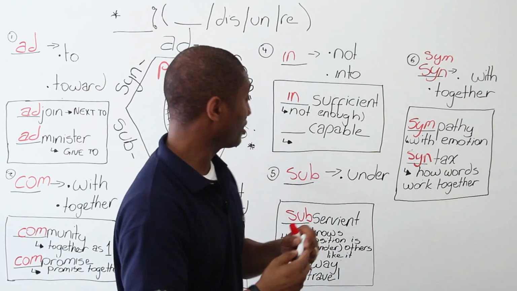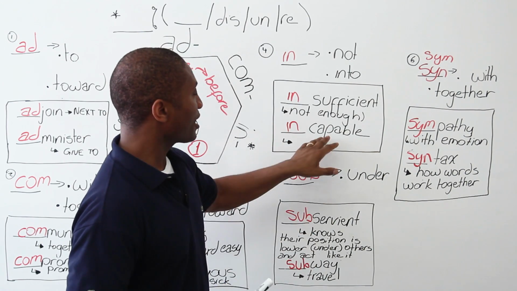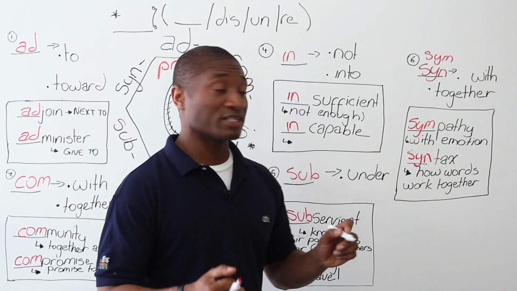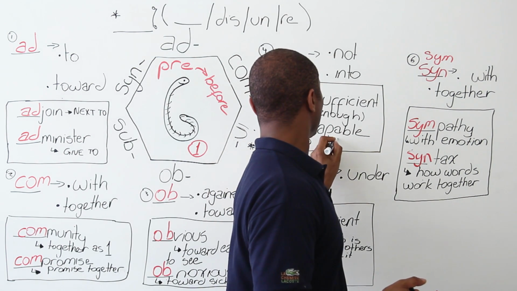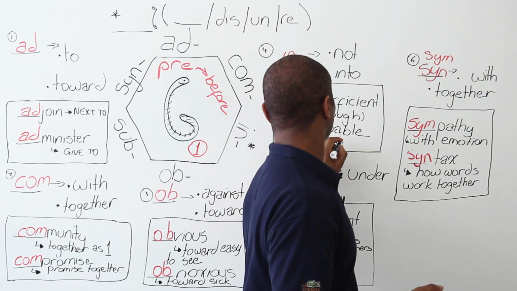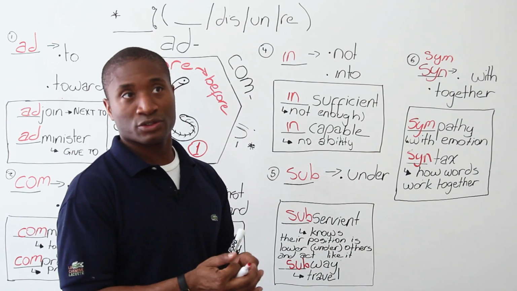I'm running out. I have to hurry. And the last one is incapable. Capable comes from capacity or ability. So we put no ability. Oops. Ability. There we go. Boom, boom, boom. Someone has no ability to do something.